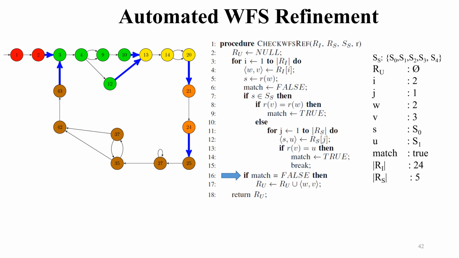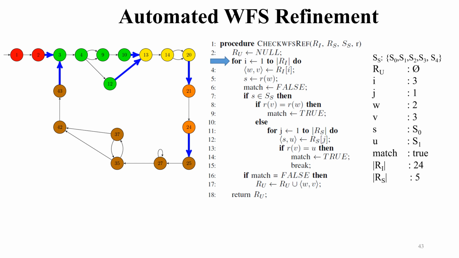We come out of the for loop and we go to line 16, where if match is false, this if condition fails. So we go back to the for loop where the value of I is incremented. So we go through each transition in the implementation, and if the condition in line 16 is not satisfied, we collect those transitions into a set called RU. When we finish checking the entire implementation, the RU value is returned to the user.